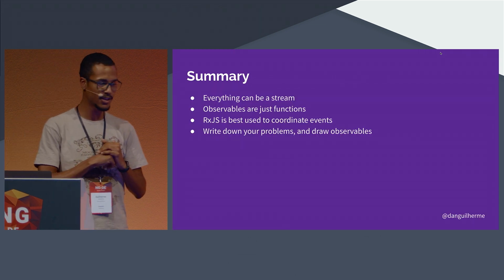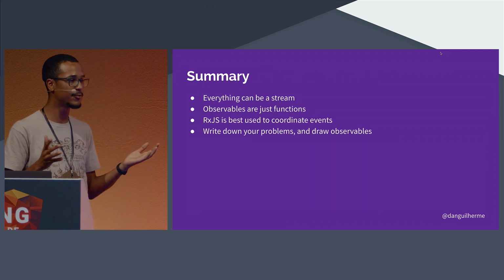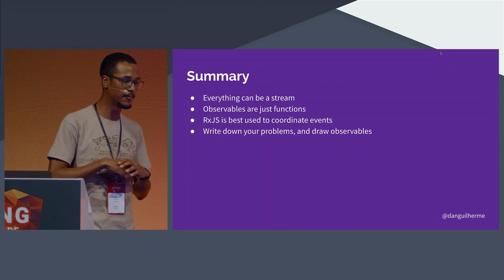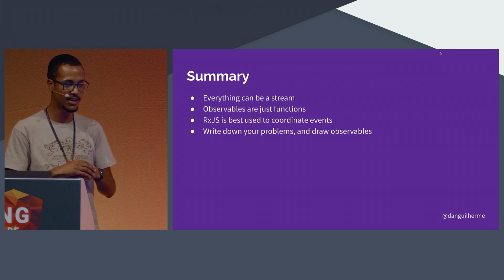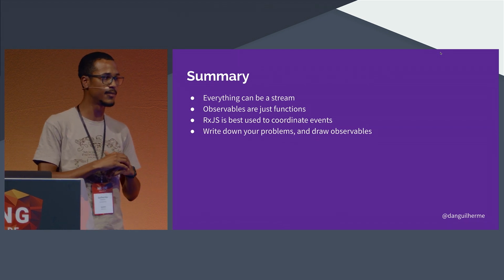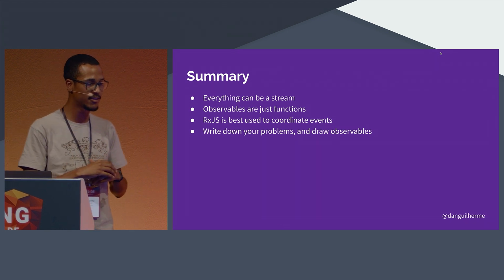So in summary, everything can be a stream. If you are working on a reactive application and you are dealing with external APIs, third-party APIs, you can just port them to observables. And they are just functions. Don't be afraid of them. They are just functions that you can compose together and then get your values the way you want.